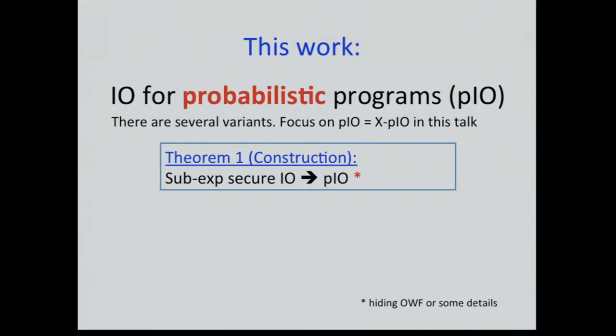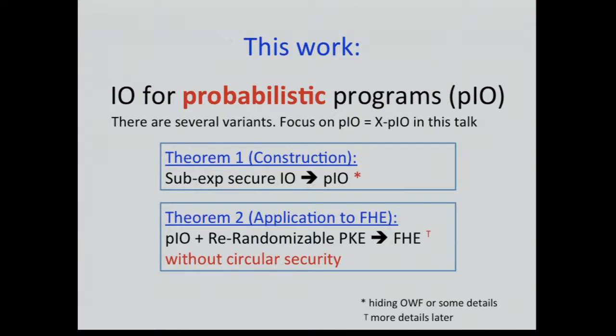We can do two things with it. The first is that we can construct PIO, so it actually exists. If I have sub-exponential IO, then I can get PIO. I'm hiding some other assumption of one-way functions here. Another thing is that I want to show you that PIO as a notion is useful, that we can use PIO to transform any re-randomizable public key encryption into a fully homomorphic encryption.